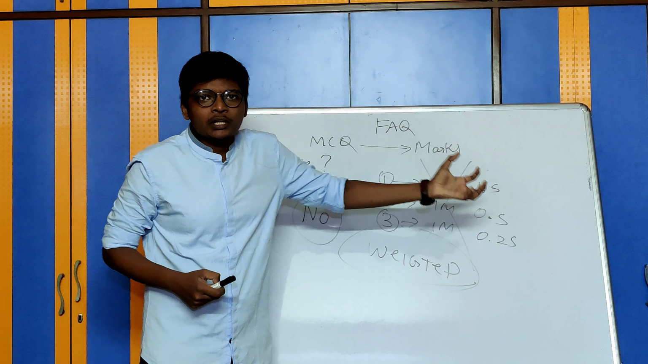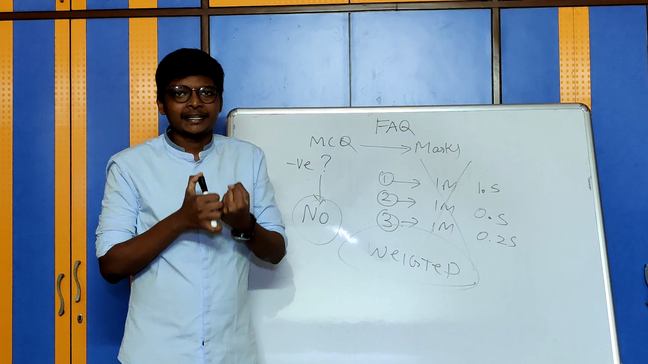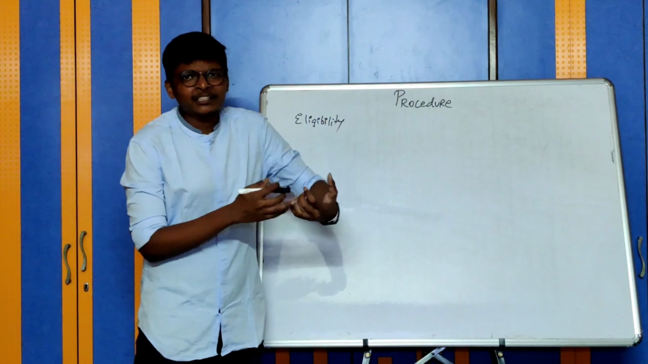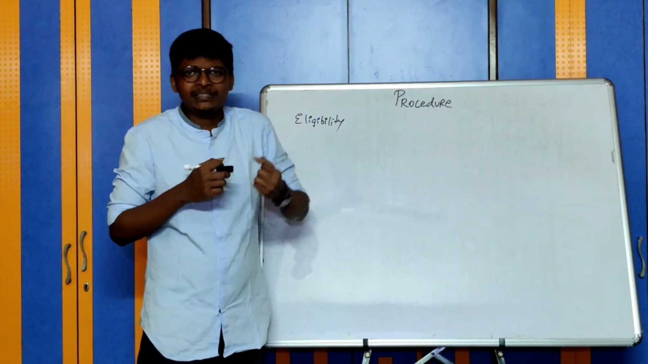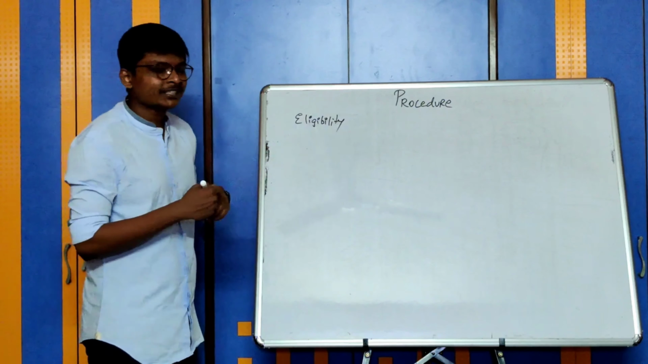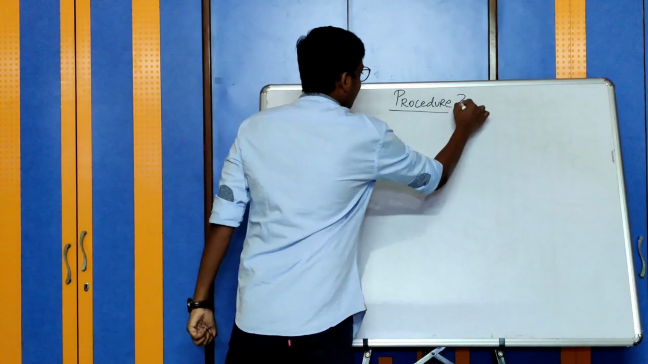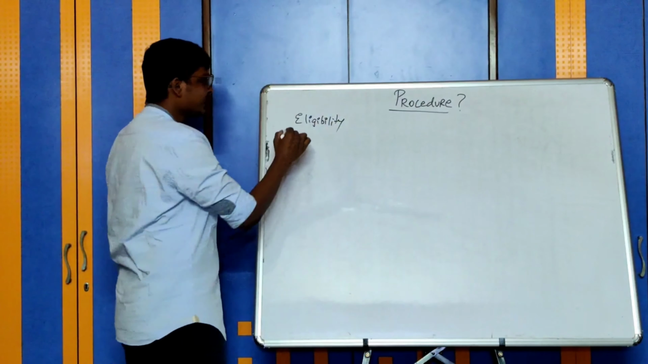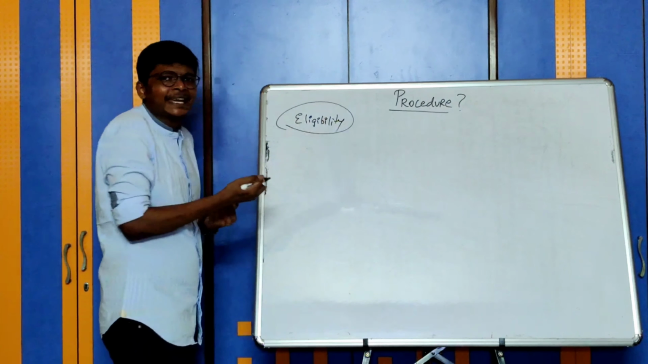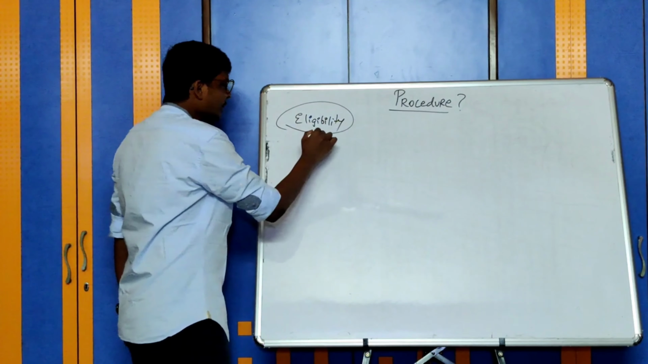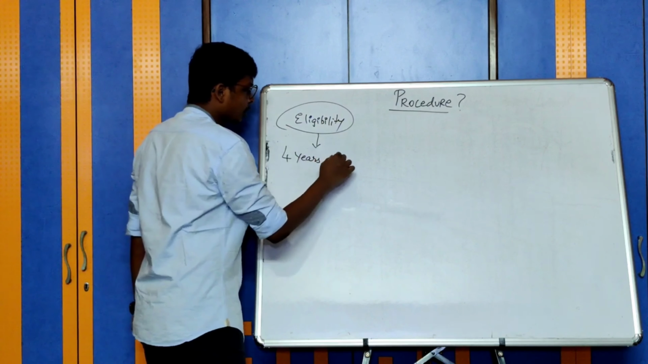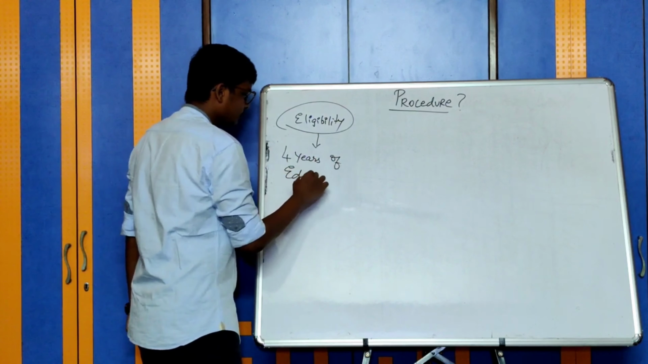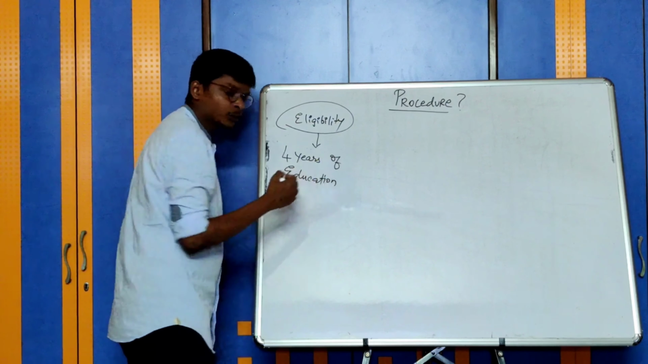Now let us proceed to the procedure aspect of the exams. In the previous section, we discussed what papers you will be writing and how much you require to pass, etc. Now we are going to see what is the procedure. The very first thing is to check if you are eligible to take up this exam. For eligibility, you need 4 years of education.